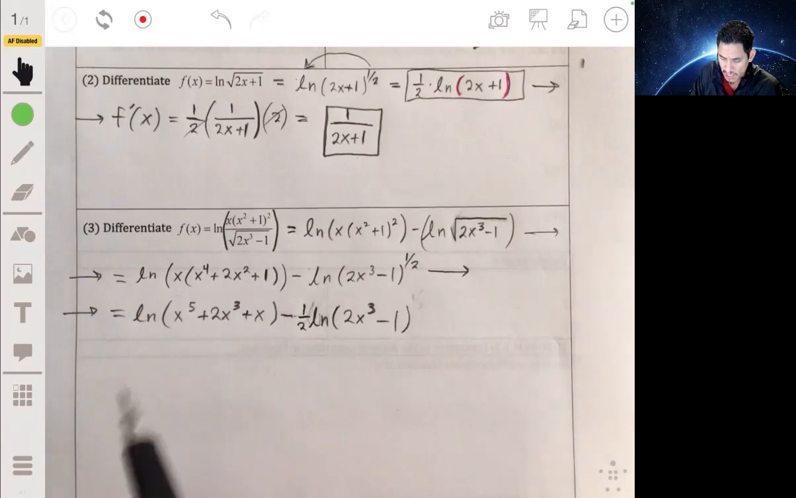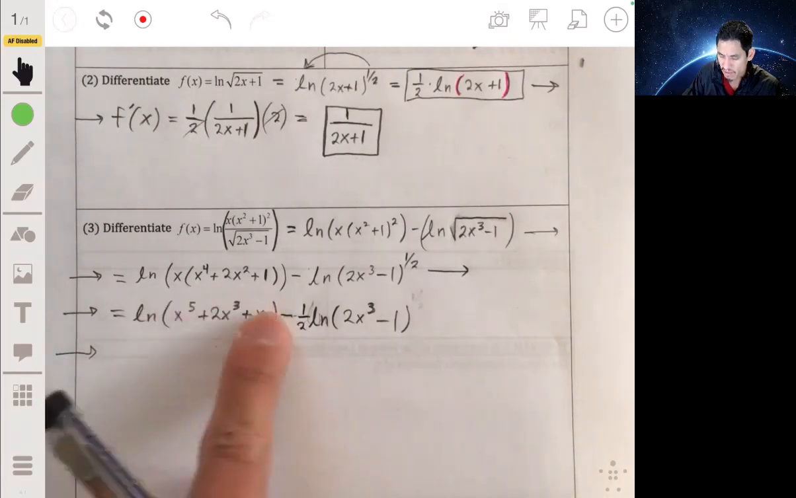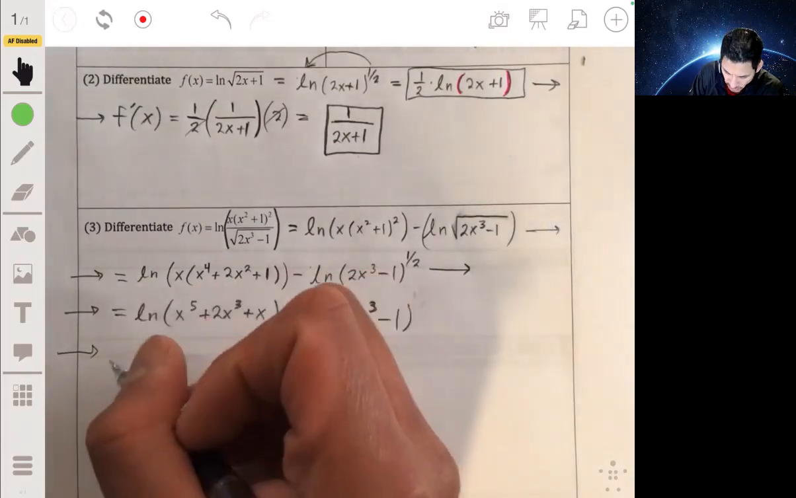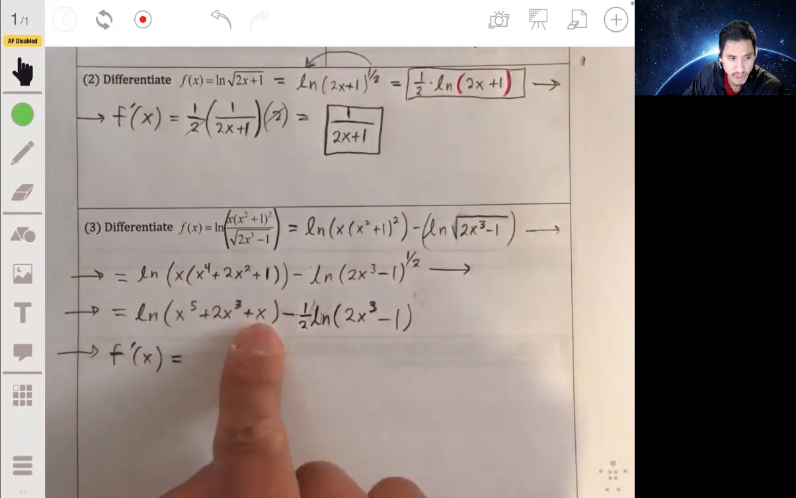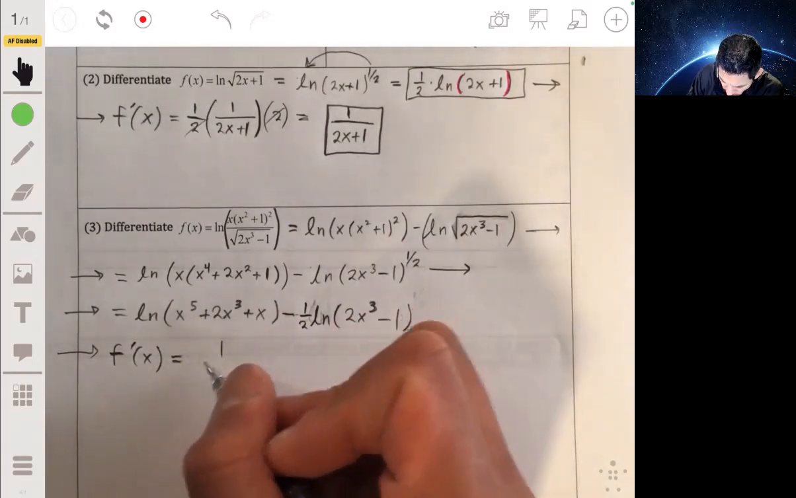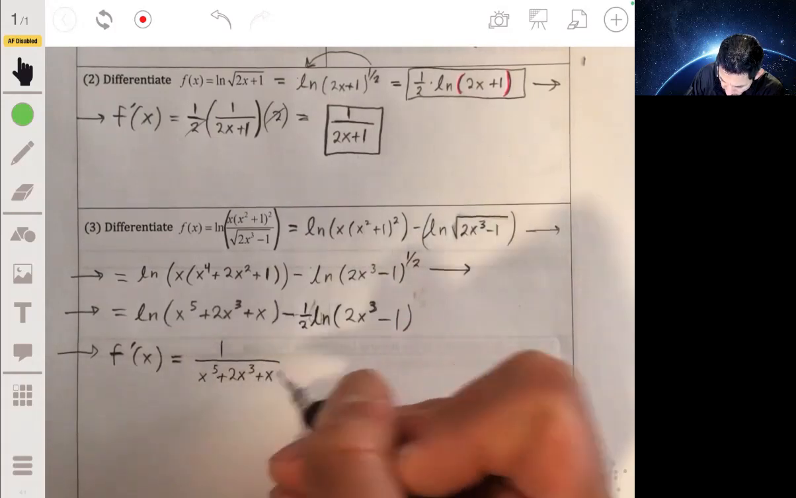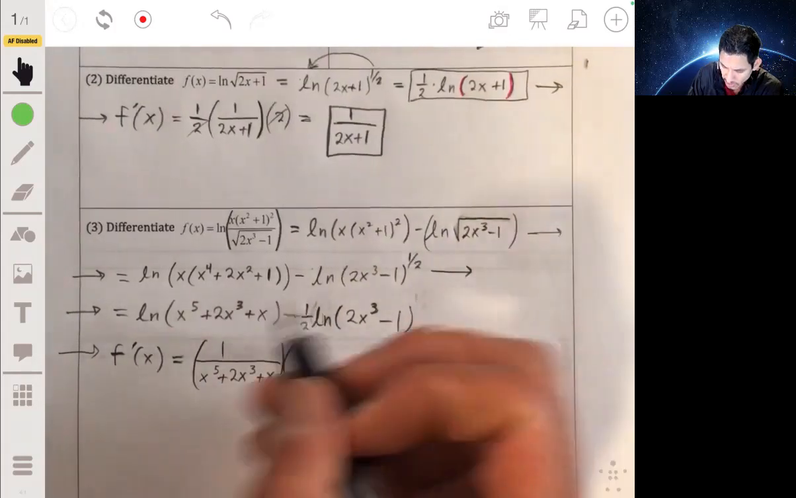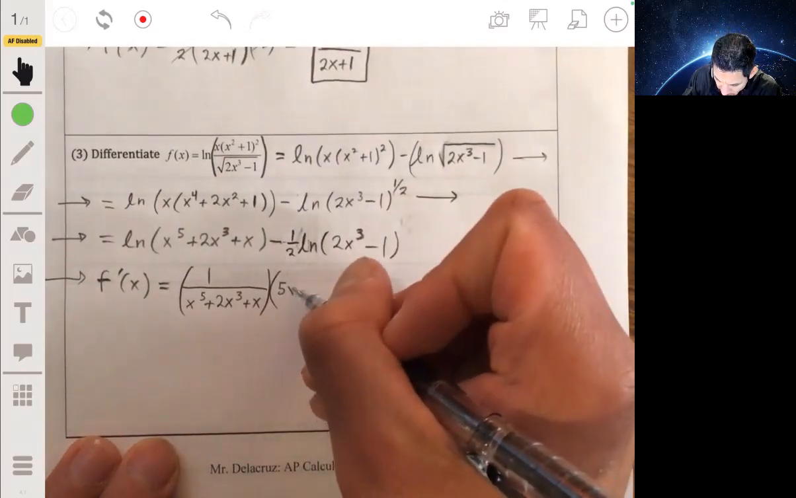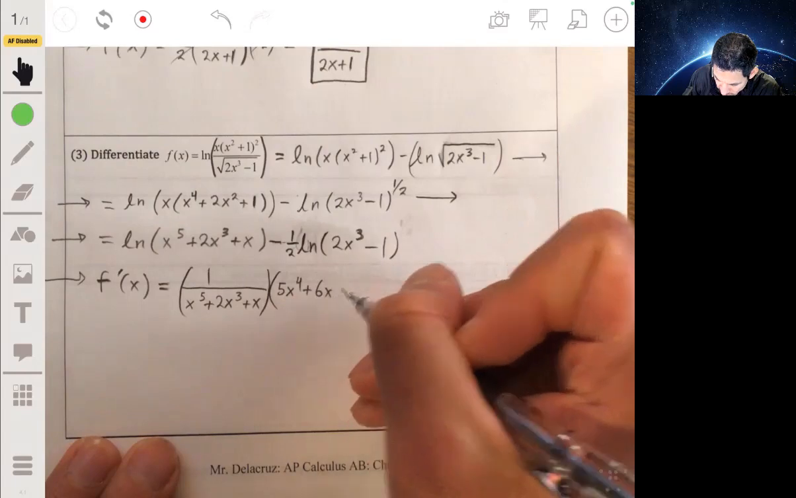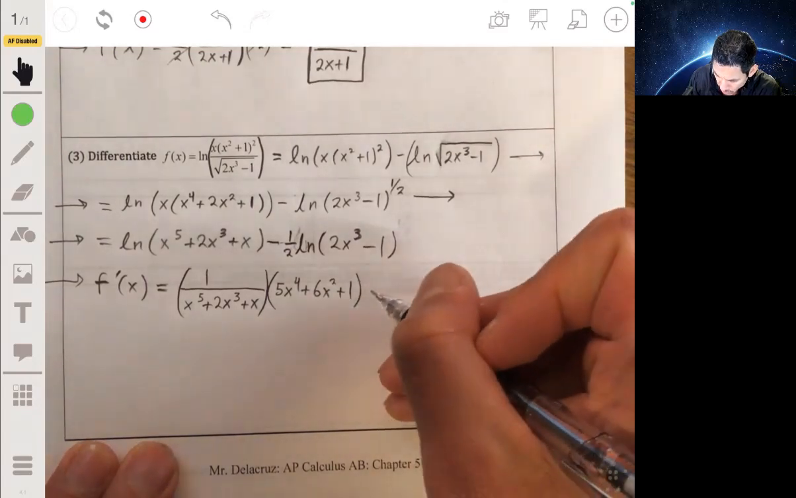Now from here, we can differentiate, because all we have to do is then multiply 1 over this times the derivative of this for that first derivative. So let's go ahead. F prime of x will be 1 over this, 1 over the inside, 1 over x to the fifth, plus 2x cubed plus x, multiplied by the derivative of this entire expression. And that'll be multiplied by 5x to the fourth, plus 6x squared, plus 1, minus 1/2.